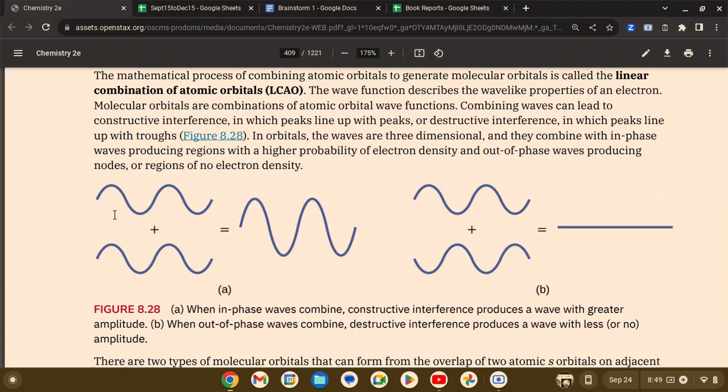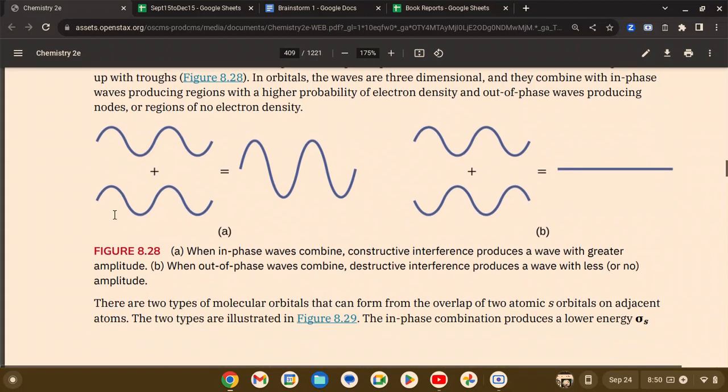Combining waves can lead to constructive interference, in which peaks line up with peaks, or destructive interference, in which peaks line up with troughs. In orbitals, the waves are 3-dimensional, and they combine with in-phase waves producing regions with a high probability of electron density and out-of-phase waves producing nodes, or regions of no electron density.